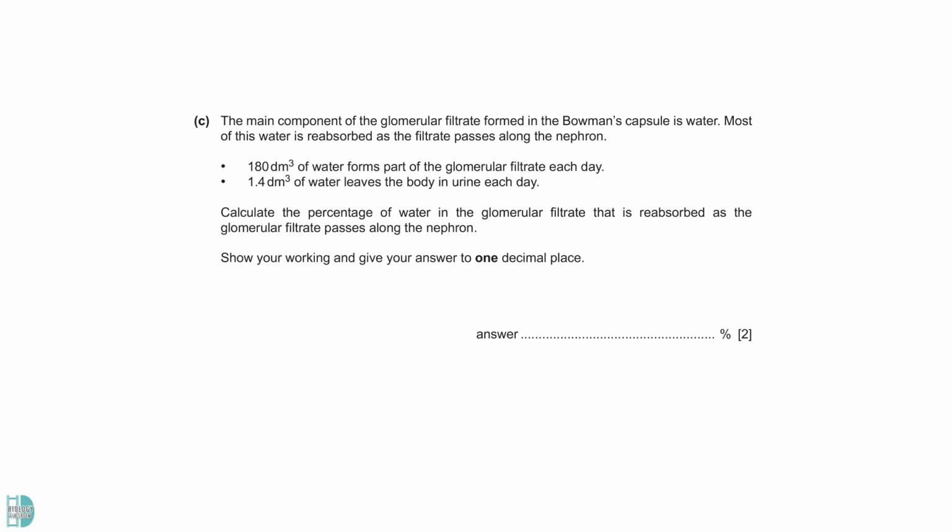C wants you to calculate the percentage of water in the glomerular filtrate that is reabsorbed as the glomerular filtrate passes along the nephron.